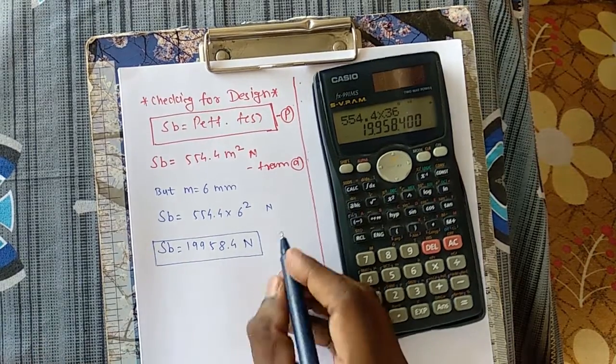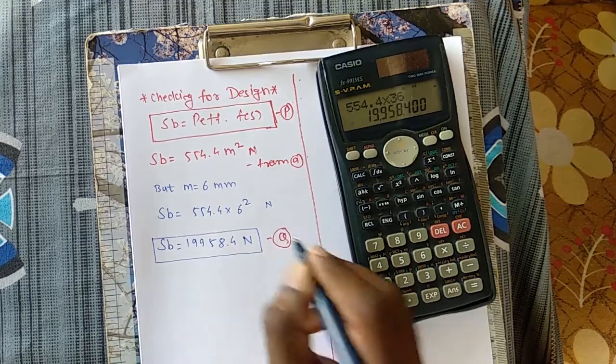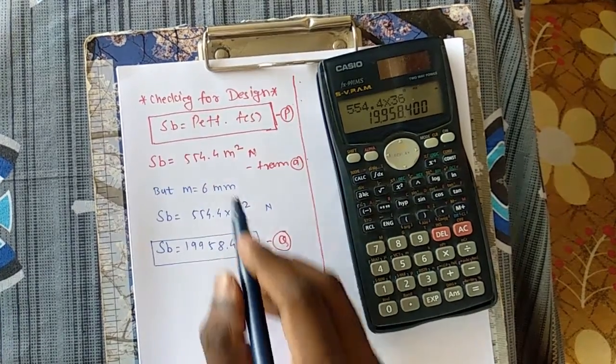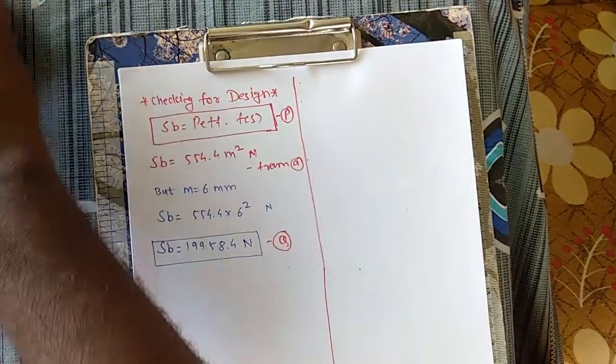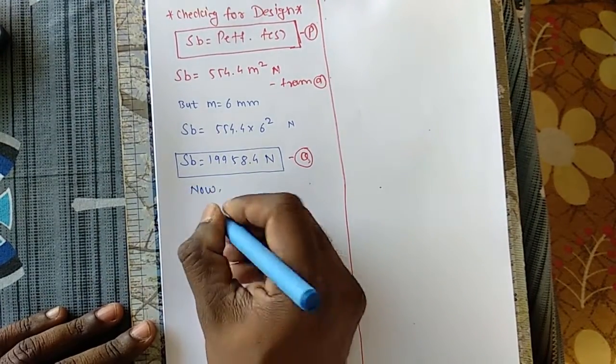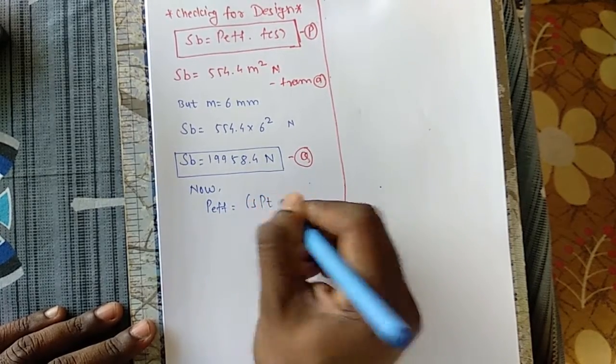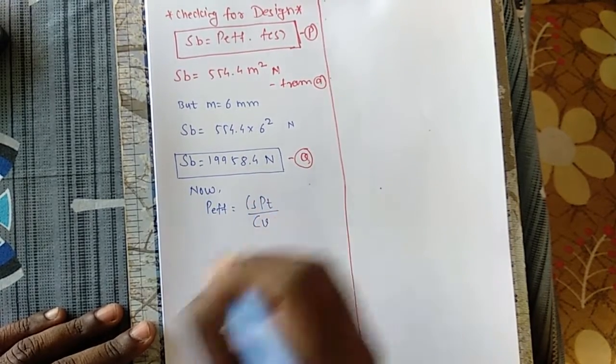I will mark this as equation Q. I got this value in terms of number. Similarly, I will do it for P effective. So this P effective will be the corrected P effective. P effective is equal to CS PT by CV, we are knowing.